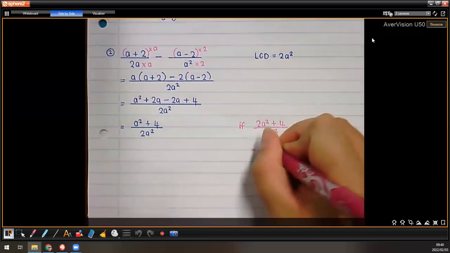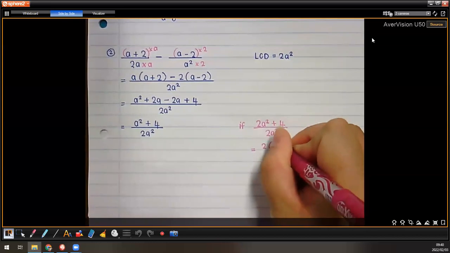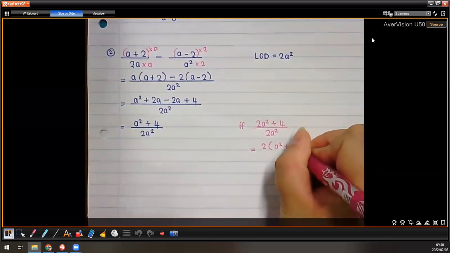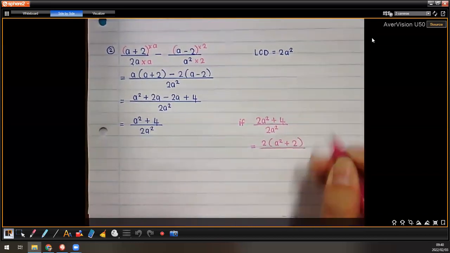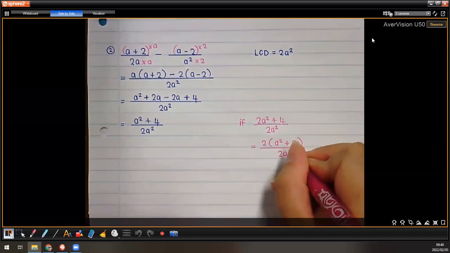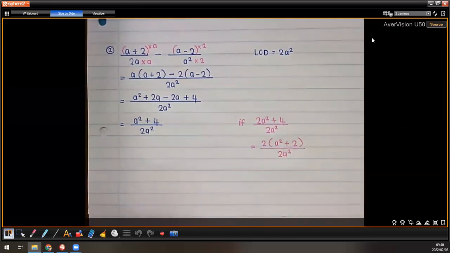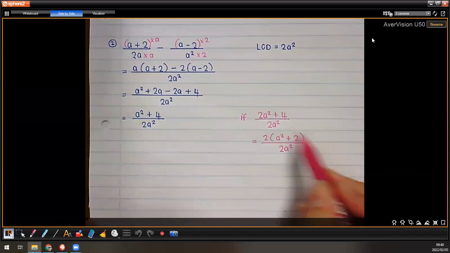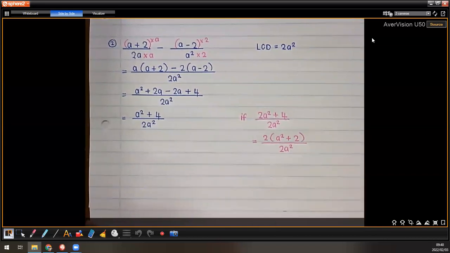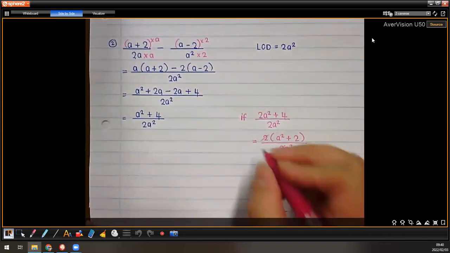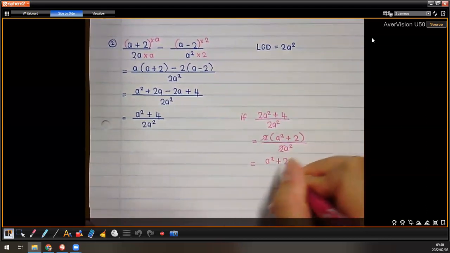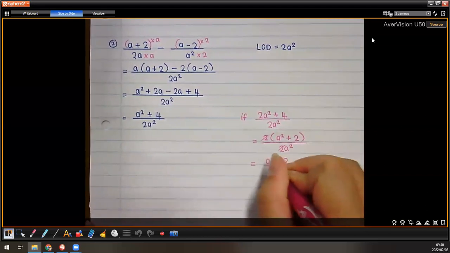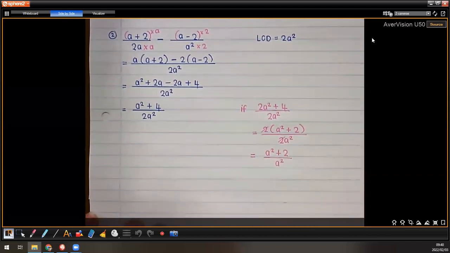Okay, so from here you would have to say 2 and then A squared plus 2, right? If you divide each of those terms by 2, that's what would be left, over 2A squared. Am I allowed to cancel out now? There's one term at the top, one term at the bottom, yes. So you could then cancel out those 2's and your answer would then be A squared plus 2 over A squared.